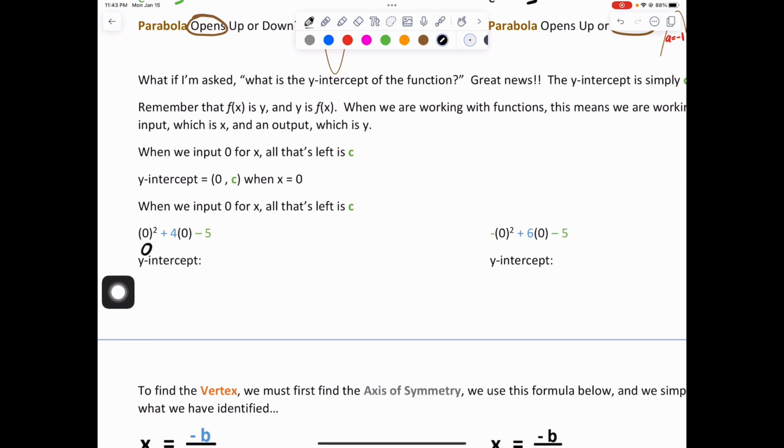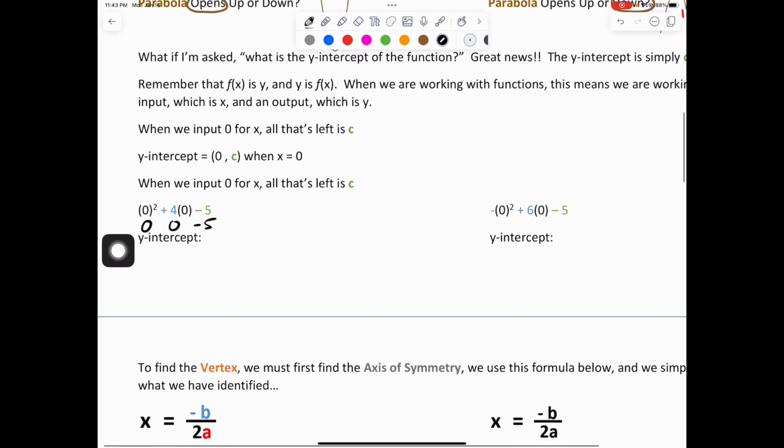Plus 6 times 0 is 0. Oh, minus 5. Now I see why it's like that. Because every time we multiply something with 0, because our coefficient and our x value is 0, it just leaves us the c, because c is not multiplied by an x. Wonderful work. So we will simply write our y-intercept then as 0, comma, negative 5.